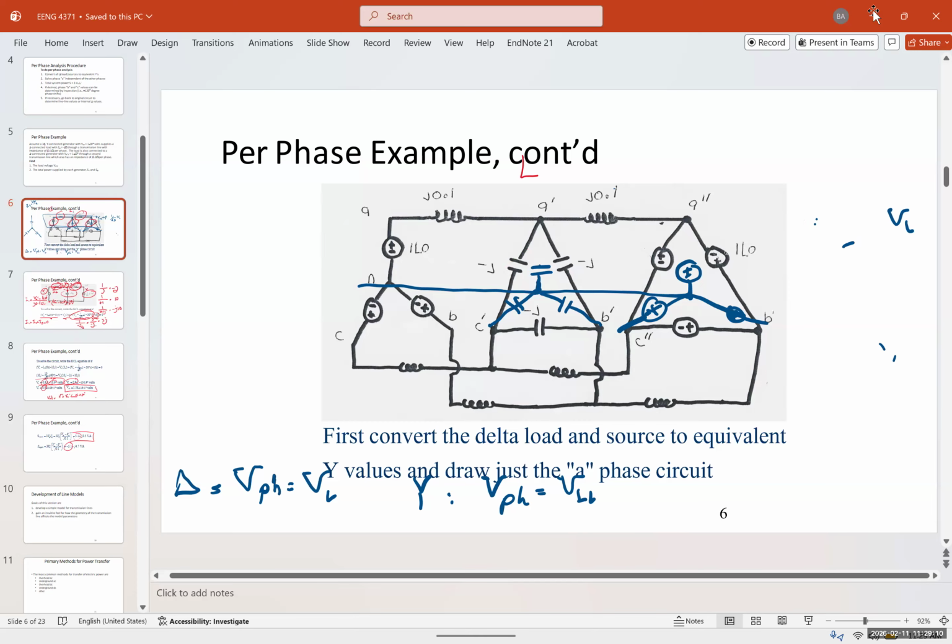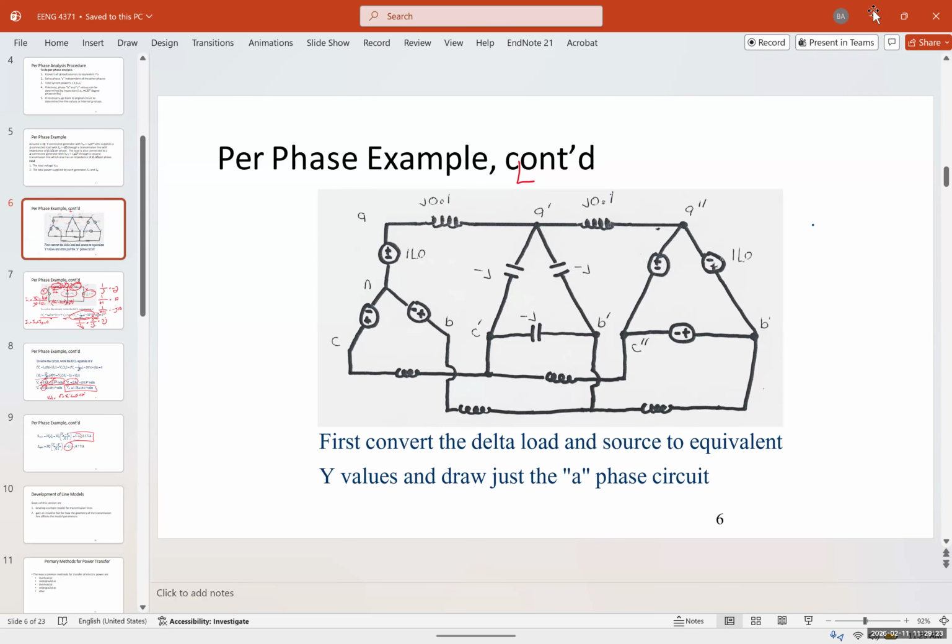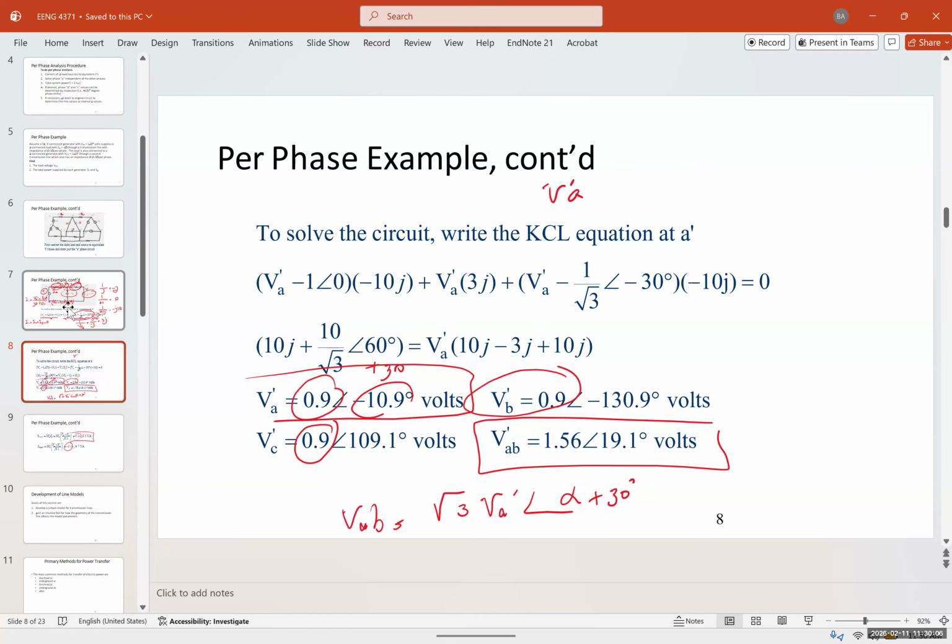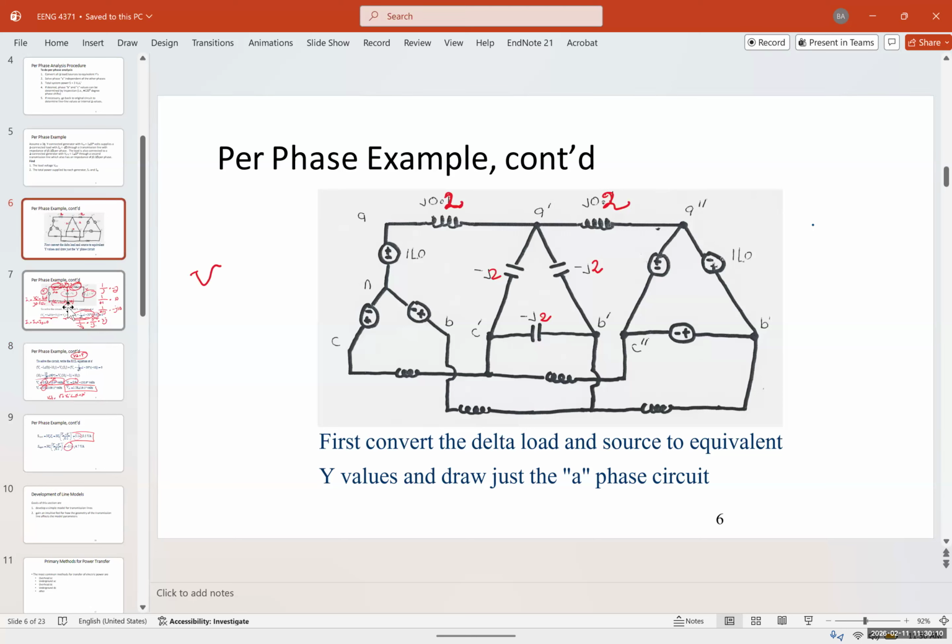We want to do the same example, but this time, and you're going to have the same question in your first exam as well. Instead of J0.1, we're going to have J0.2. And this is J0.2, J0.2, J0.2. So J0.2, J0.2, and J0.2. The only thing that I want to find is V prime A. We just want to find V prime A or VA prime.